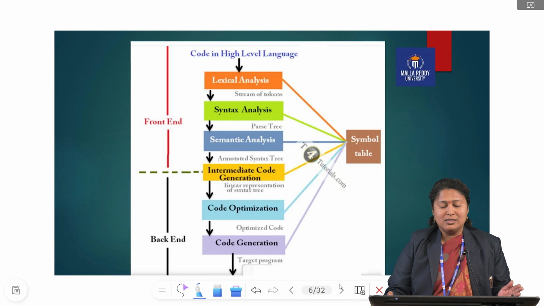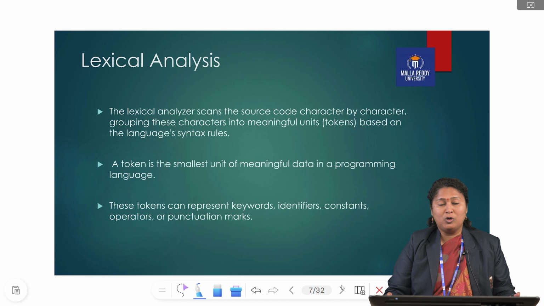So the front end consists of 3 phases, lexical, syntax and semantic, and the synthesis part, the back end, consists of 3 phases: intermediate code generation, code optimization and code generation. Let us see about lexical analysis, the first phase of the compiler.